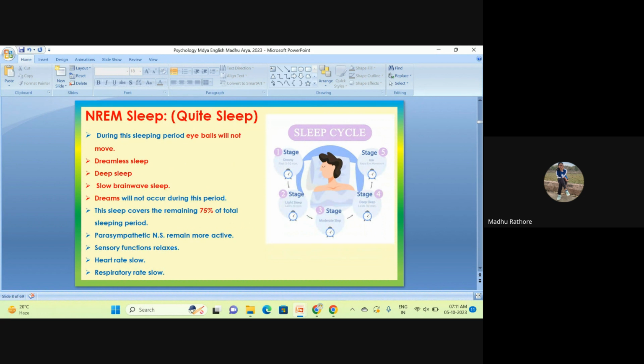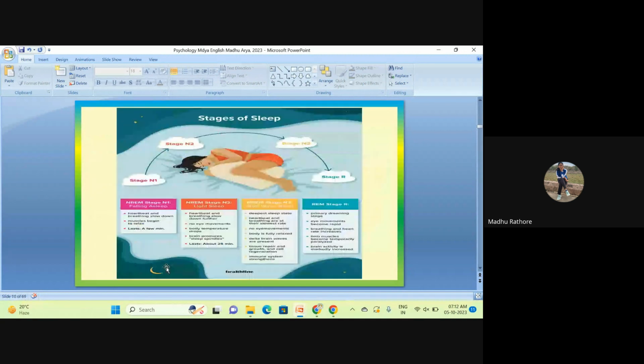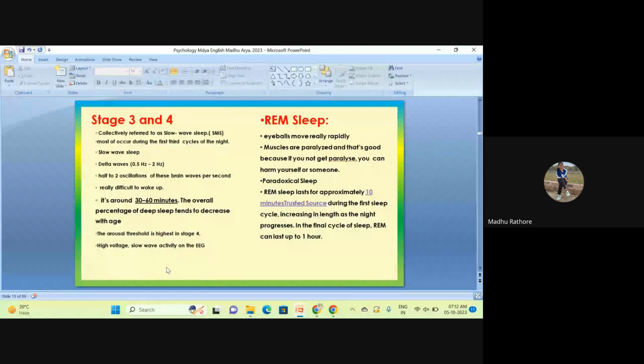We have discussed yesterday that this is dreamless sleep, deep sleep, slow brain waves we can see in non-REM sleep. This is overall, okay? And 75% of total sleep covered by non-REM sleep. Next is REM sleep. This is memory consolidation. And next is eyeball moves very frequently in REM sleep. Dreams occur during this period. Okay, sympathetic activation in this state. We are going to study stage 3 and 4 in REM sleep.